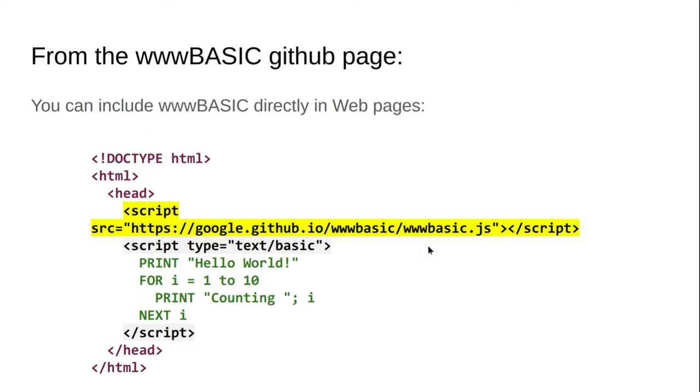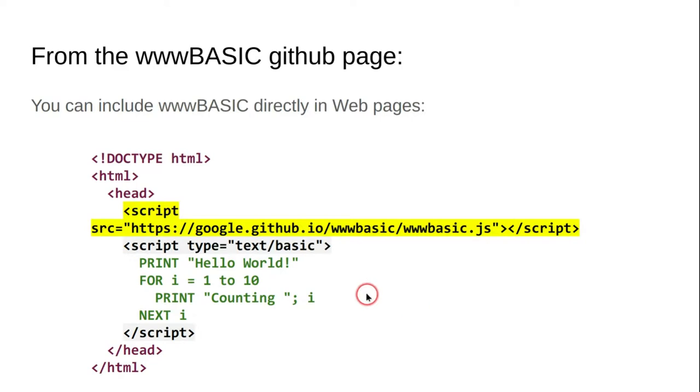And just from the wwwBASIC GitHub page, you can include wwwBASIC directly in any web page with this HTML. So you've got your basic HTML start and ending parts. You need to include a script to the wwwBASIC.js file. And your BASIC programming language is just whatever is normal for BASIC in between these script tags. Easy peasy.